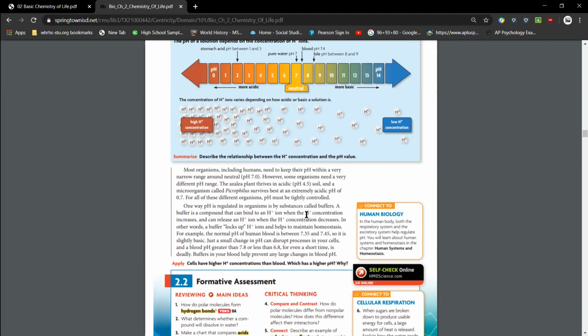So if your pH is getting too basic, you might produce more carbonic acid, which will lower the pH. If your pH in your blood is getting too acidic, you might produce more bicarbonate, which is a very basic molecule, and that will bring your blood pH back up.